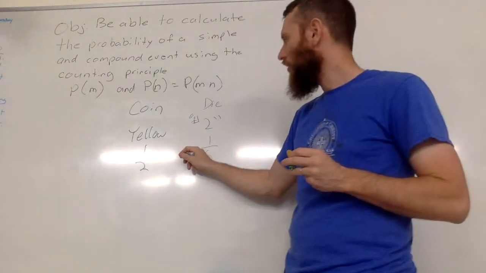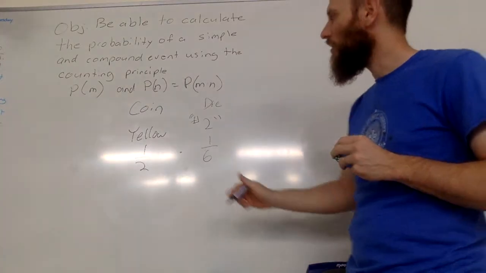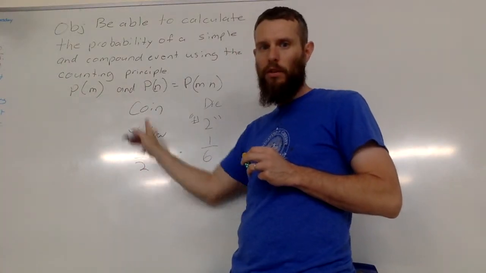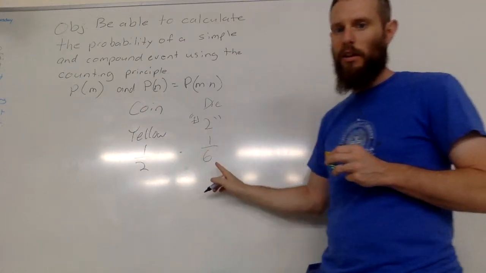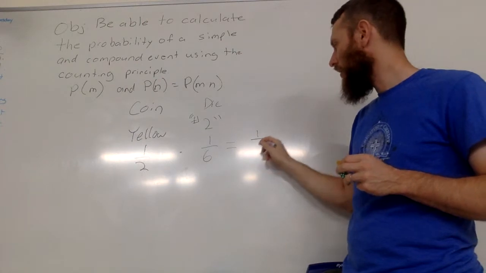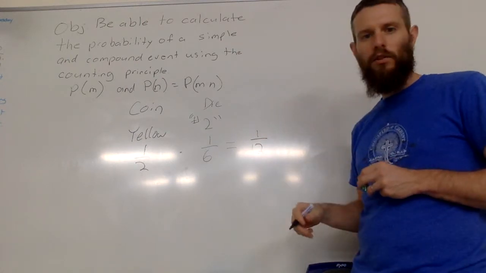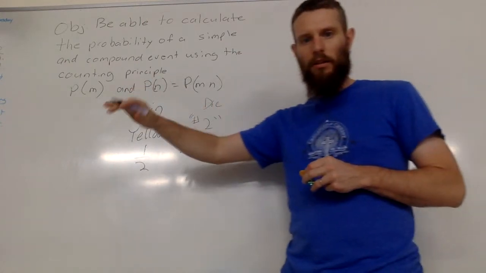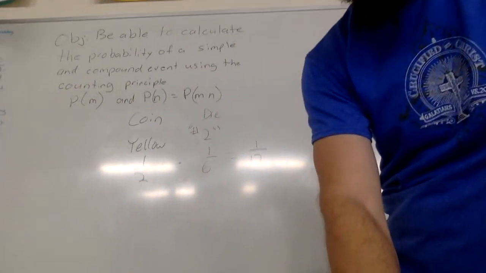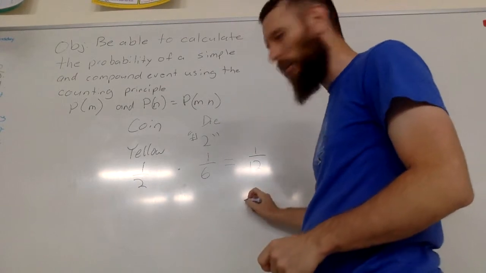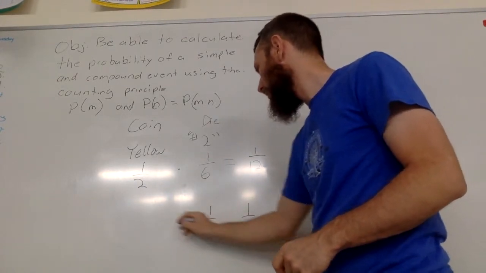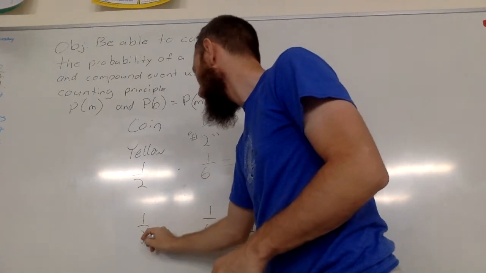What I can do is multiply these two things together. The probability of the first event is 1 out of 2. The probability of the second event is 1 out of 6. So the probability of both events occurring together is 1 out of 12. Man, the glare is really bad. 1 out of 12 chance there. Anyway, you believe me, it's 1 out of 12.